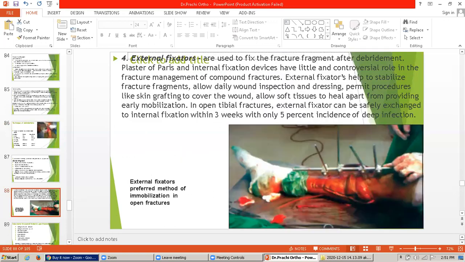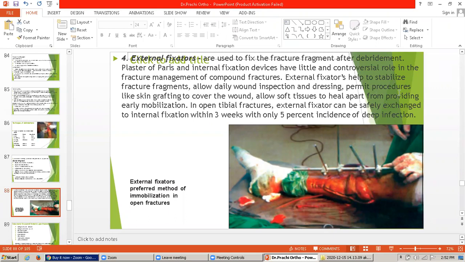POP, that is plaster of Paris, and internal fixation devices have a little and controversial role in the management of compound fractures, but the external fixator has an important role. It helps to stabilize the fracture fragments. When there is a fracture of more than 2 to 3 bones, there are fragments of the fracture, so to stabilize that, the external fixator is helpful, and it allows daily wound inspection and dressing.